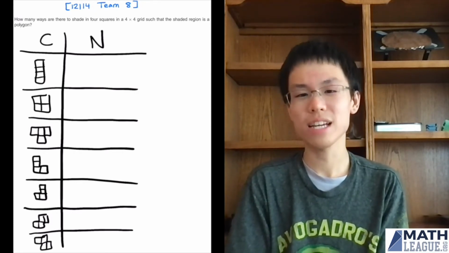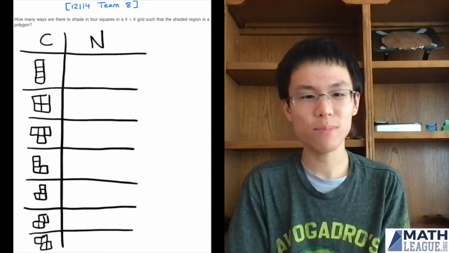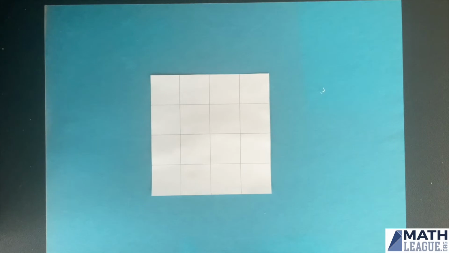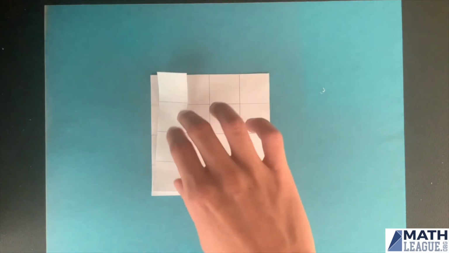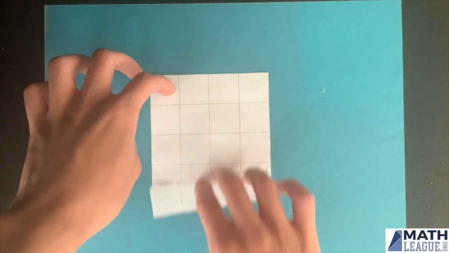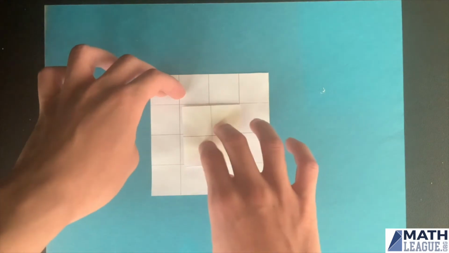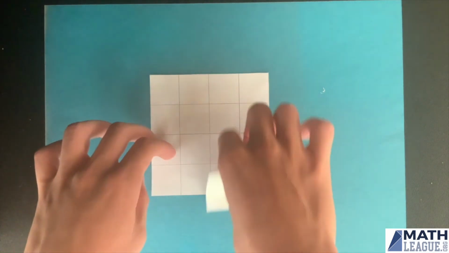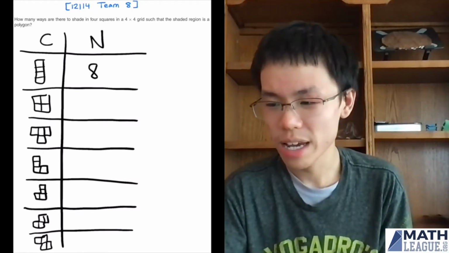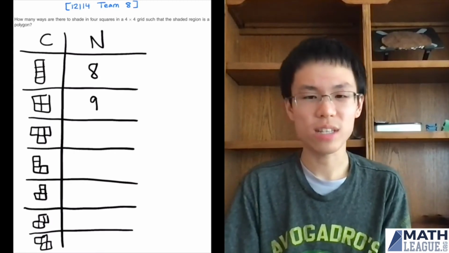Okay, now it's time to think about how many ways we can tally up for each case. First up are the I and the O because they're going to be the easiest. The I piece and the O piece are the easiest to count. Like the I piece, you can do 1, 2, 3, 4, and then 5, 6, 7, 8. And then for the O piece, you can do 1, 2, 3, 4, 5, 6, 7, 8, 9. Okay, I'm going to go record the results now. The long piece has 8 ways and the square piece has 9 ways.